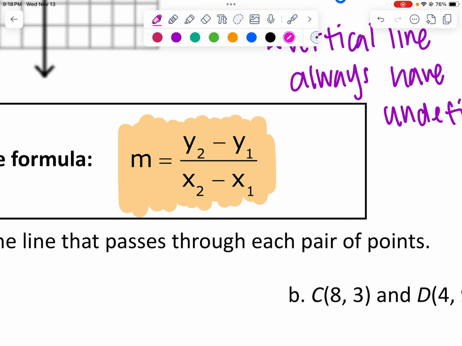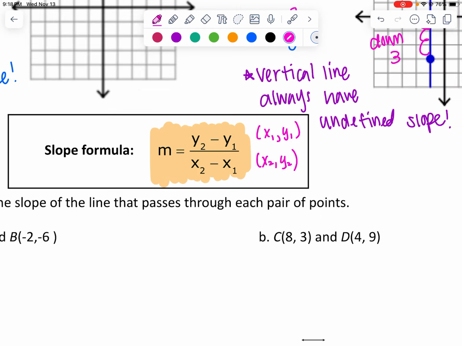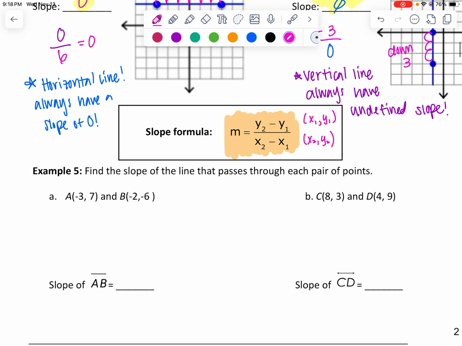And again, we get these points from these ordered pairs of x1, y1 and x2, y2. Kind of like when we did the midpoint formula in Unit 1, right? Kind of the same exact thing, but now this is the formula that we're focusing on with slope. So example 5 says, find the slope of the line that passes through each pair of points.